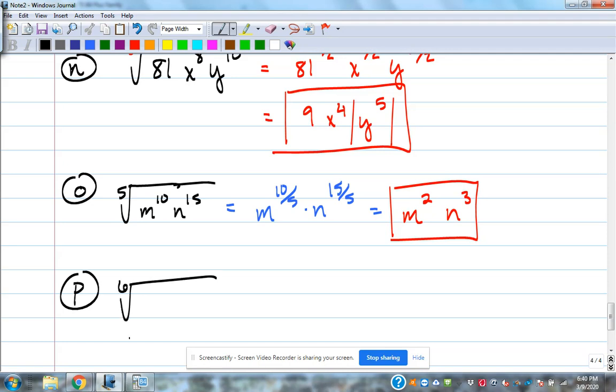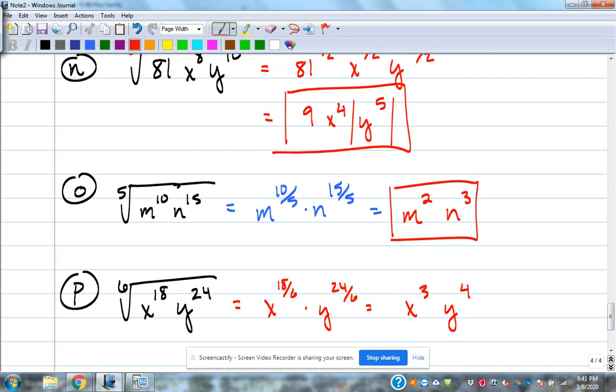Maybe it's a 6th root of x to the 18, y to the 24. Let's kind of drive this idea home here, and then we'll get into a little bit more operational things. Okay. So rewrite it. X to the what? 18 over 6, which is going to be 3rd, and y to the 24 over 6. So x to the 3rd, y to the 4th.